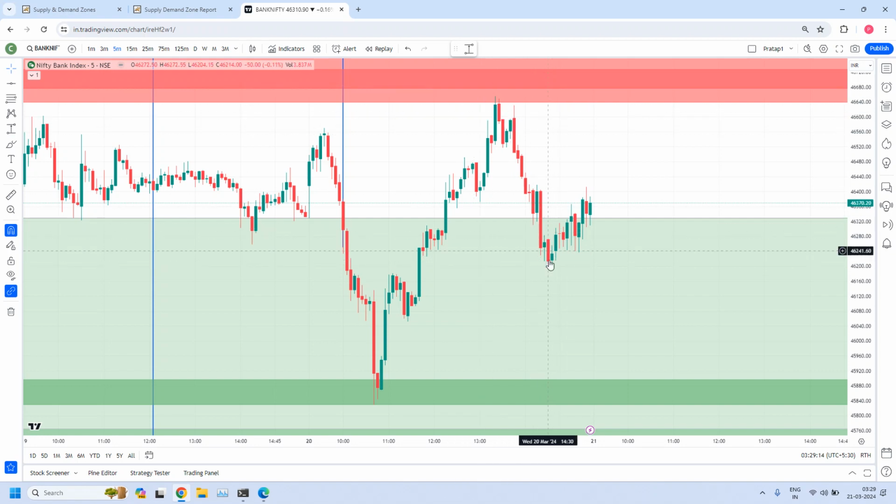But from here to here, it has given a 440 points move. Definitely you would have captured 400 points profit. So this is 750 points and this is 400 points. See how much profit you would have got. So in total, a 1150 points move you would have captured during the intraday.